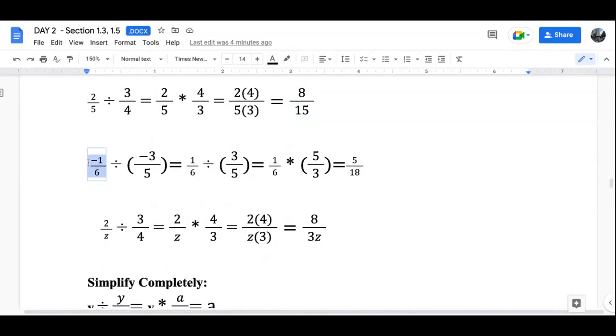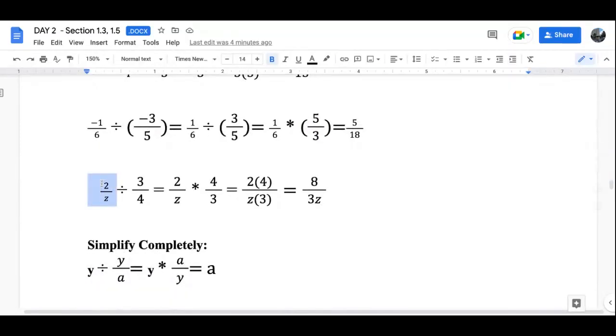Let's see this one. We have a negative fraction. Negative divided by negative is positive, so we can forget about the negative sign. 1 over 6 stays the same, and we change division into multiplication. We flip 3 over 5 to 5 over 3. Now 1 times 5 is 5, 3 times 6 is 18.